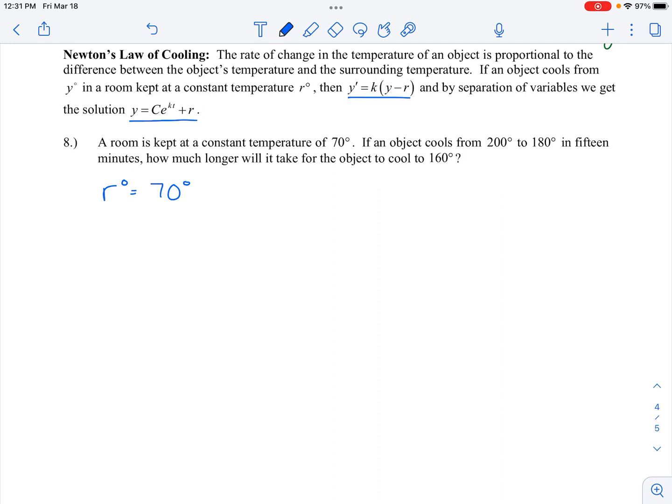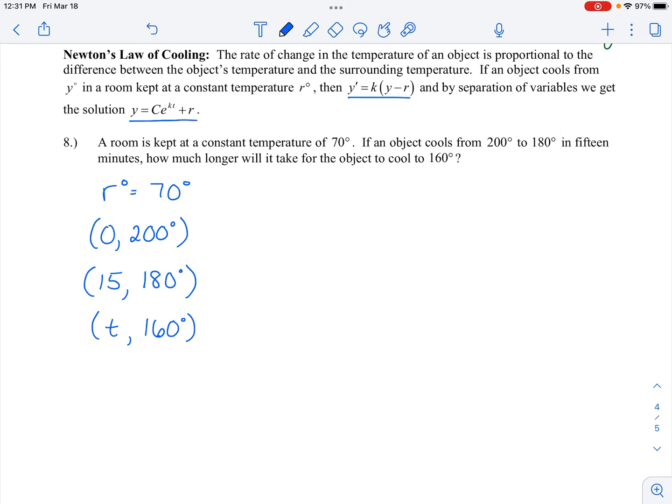Okay, so here's what we have. We have a starting temperature of 200. So we have when time is 0, the object is 200 degrees. And then 15 minutes later, when time is 15 minutes, we're down to 180 degrees. So in that 15 minutes, the temperature dropped 20 degrees. The question is, how long will it take? What's the time to get down to 160 degrees? So we need to find t.